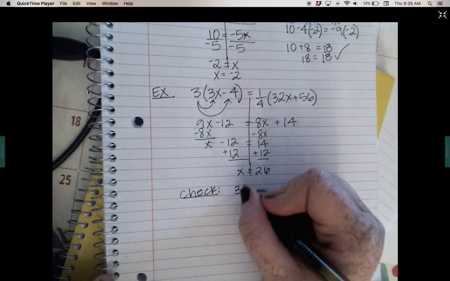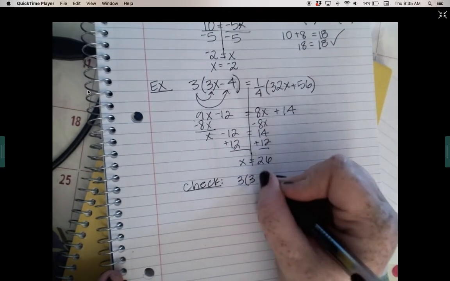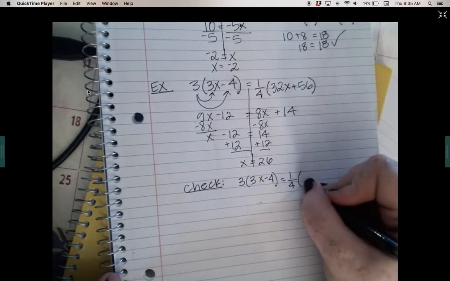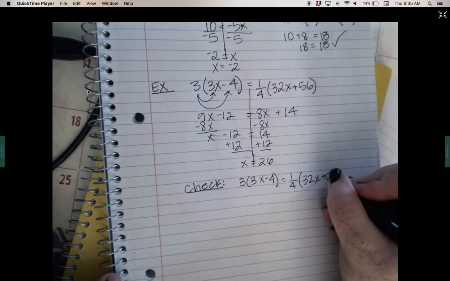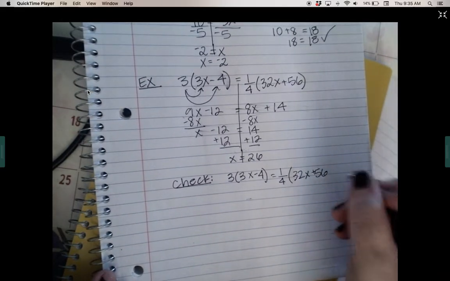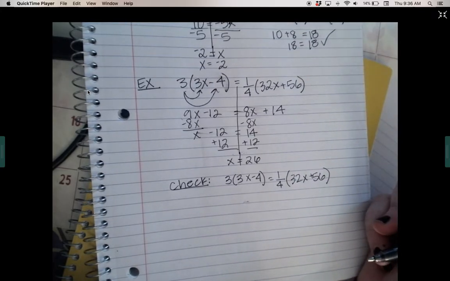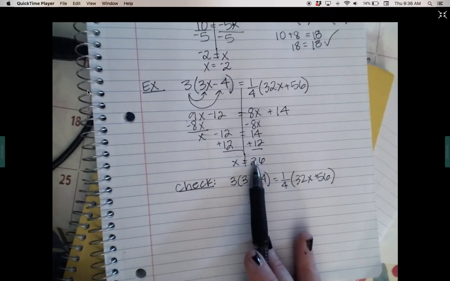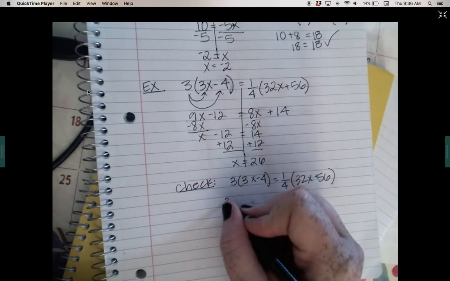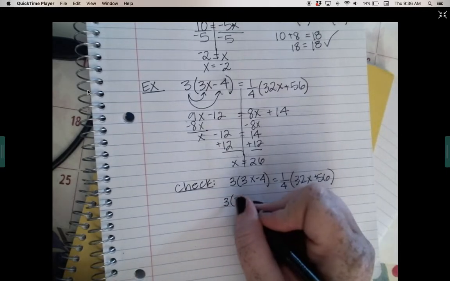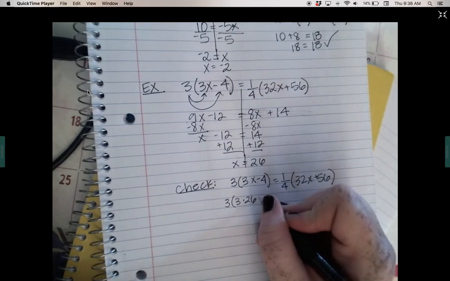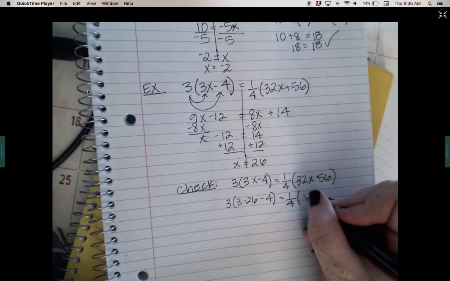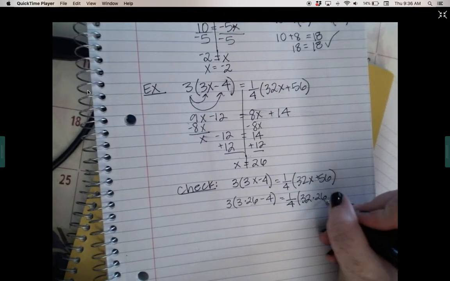I'm going to rewrite my problem. 3 times the quantity 3x minus 4 equals 1/4 times the quantity 32x plus 56. Okay. Now where I see the x's, I'm going to substitute the 26 because that's what I got for x. So 3 times the quantity 3 times 26 minus 4 equals 1/4 times the quantity 32 times 26 plus 56.